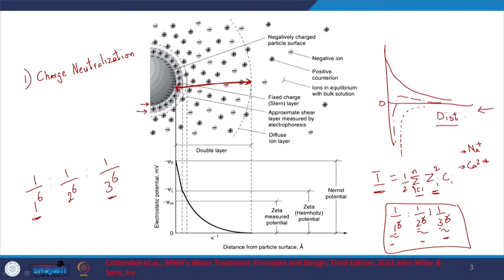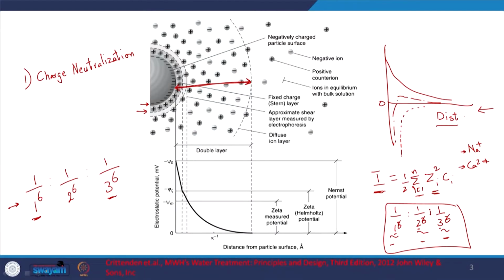This is in theory anyway, and more or less what we observe will also closely follow this relationship, unless there is too much NOM. Again, let us come back to this. So, charge neutralization, this is how we can do that, by increasing the ionic strength. Adsorption and charge neutralization go hand in hand.